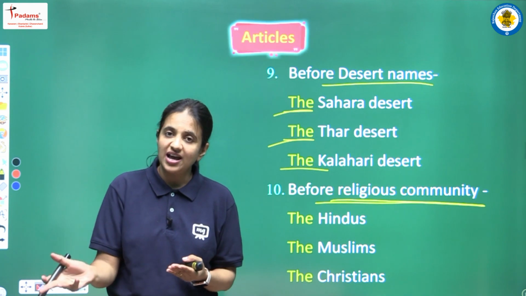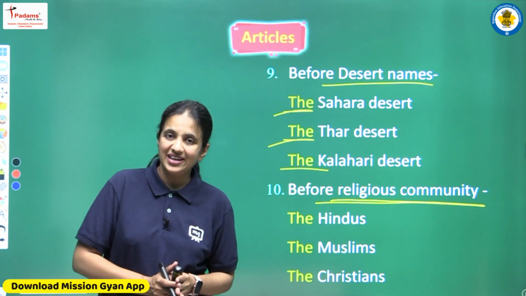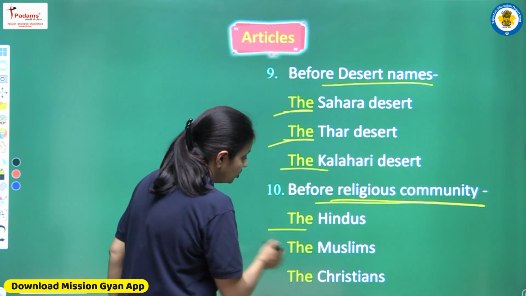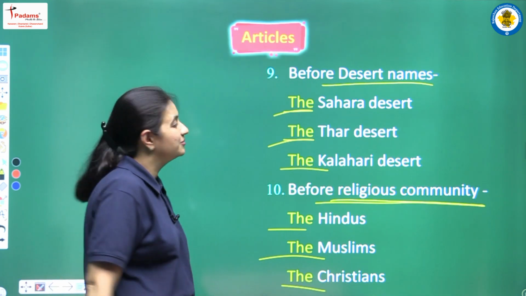So religious books we are having, religious communities we are having. So अगर इस तरह के नाम हमें दिए हैं, then we have to use the as an article and we can write the Hindus, the Muslims, or we can have the Christians. All right.